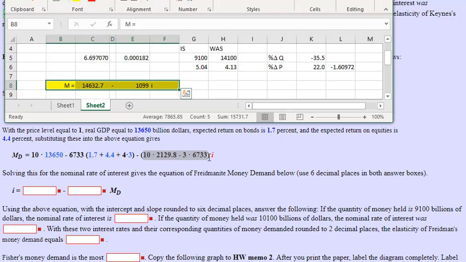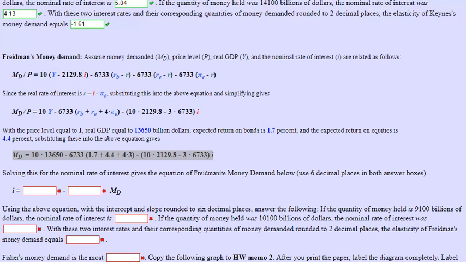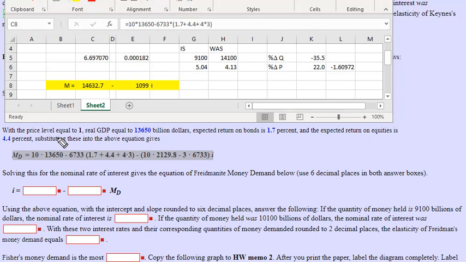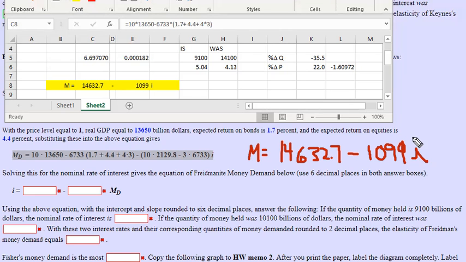So this equation right here, in my open math, simplifies to the thing in the yellow box. Now down here, this is solved in terms of I. So what I have to do here is solve this for I. It's solved for m, but I want it in terms of I. So I'll put it right here. M equal to 14,632.7 minus 1099 times I. Okay, so I'm going to add this quantity over, and I'll subtract this quantity over, leaving me with this here, right?